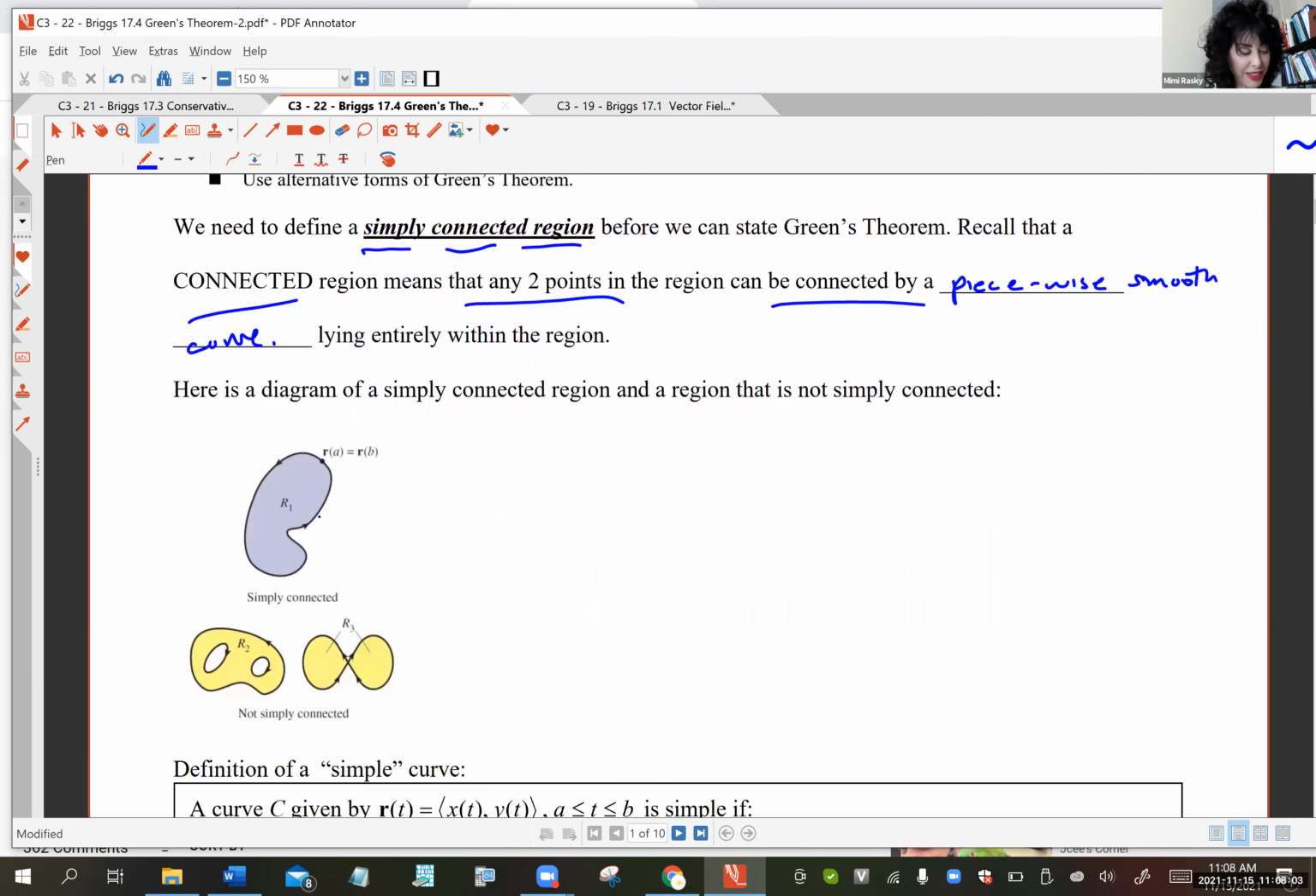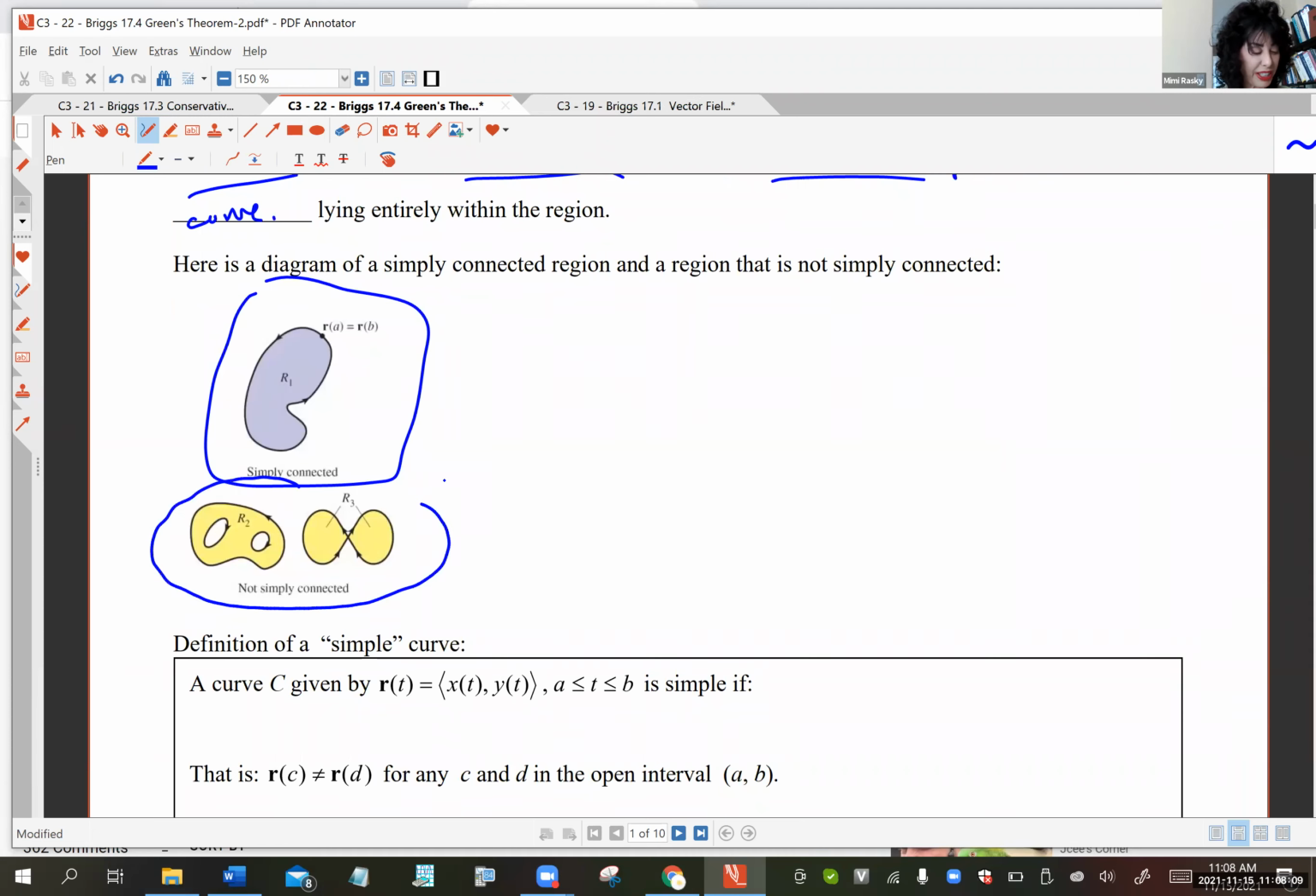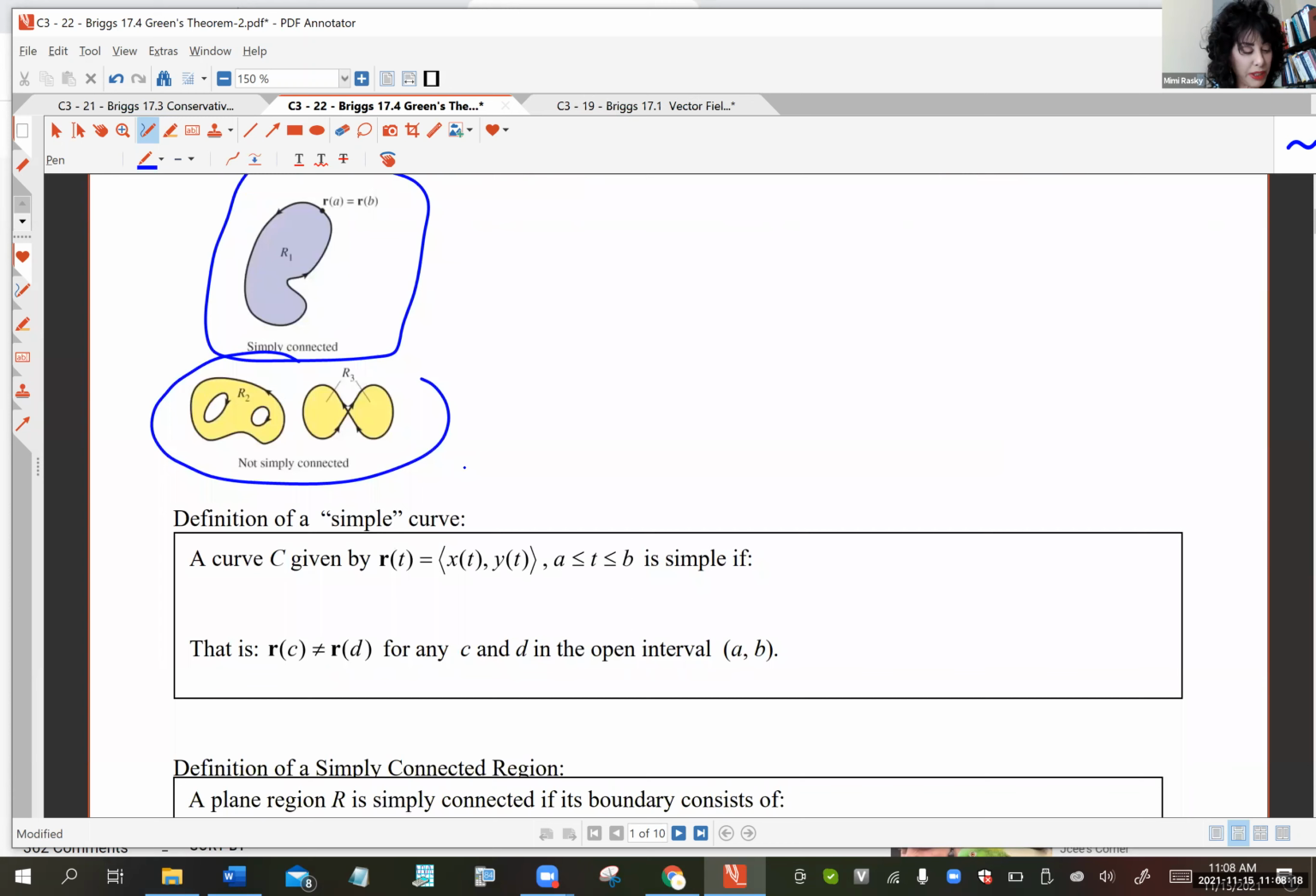It's a region that looks like this. This is simply connected, and these two regions are not. Well, how come? You're not ready yet. We need a definition, and then we'll define exactly what it means to be simply connected. First, let's define a simple curve.